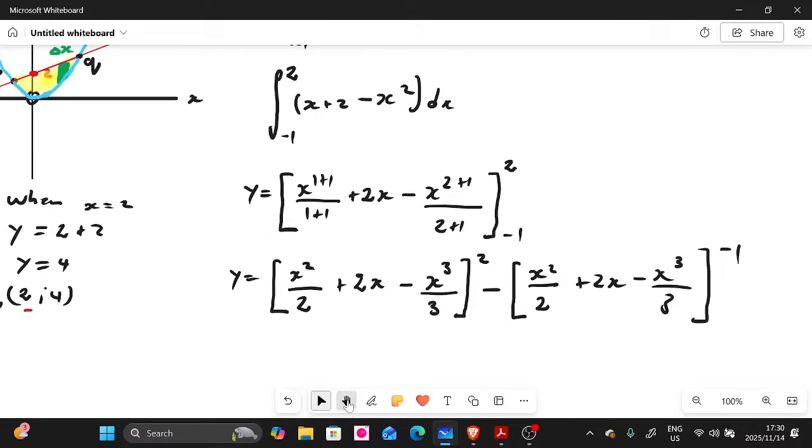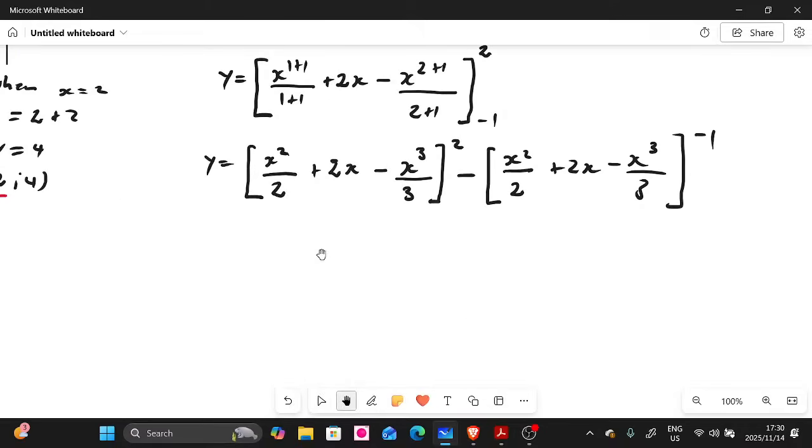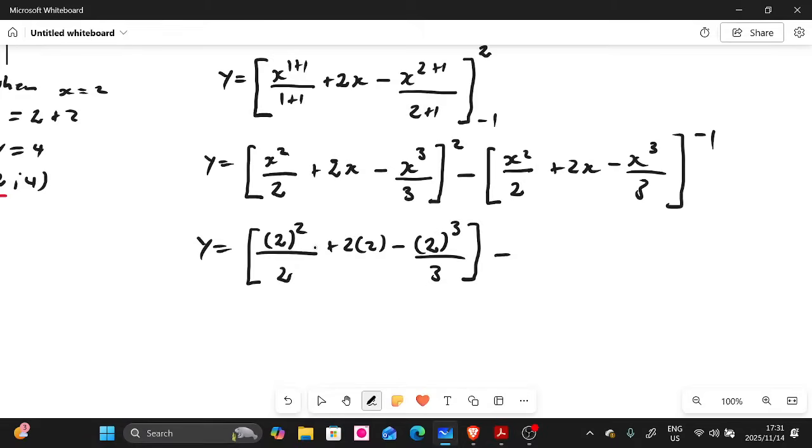So let's continue. Now it's time for us to do some substitution. When you do substitution, guys, just make sure you put your substitution inside the bracket. For example, for the first bracket, the upper limit is 2. So wherever there's x, we put 2 there, guys. Then we put 2 plus 2. Wherever there's x, we put 2 there. Minus, we have 2. Remember, x to the power of 3 divided by 3. There we go. And then you minus this, right?